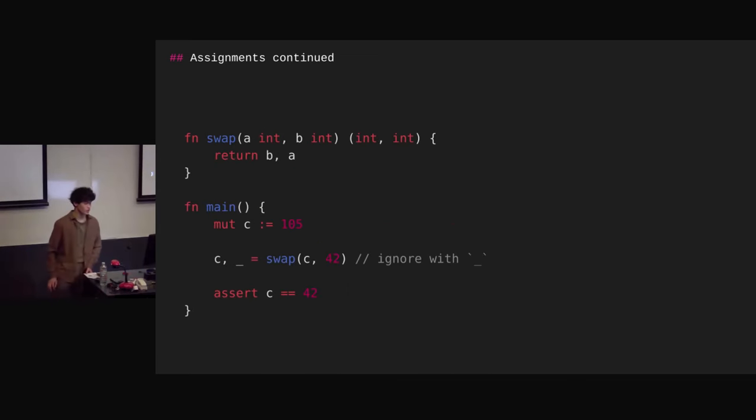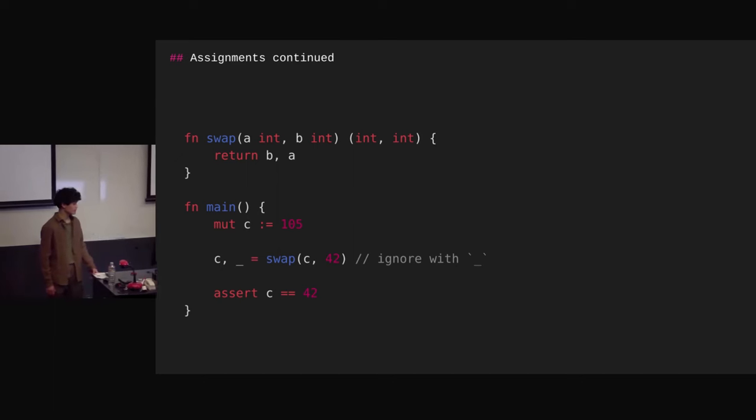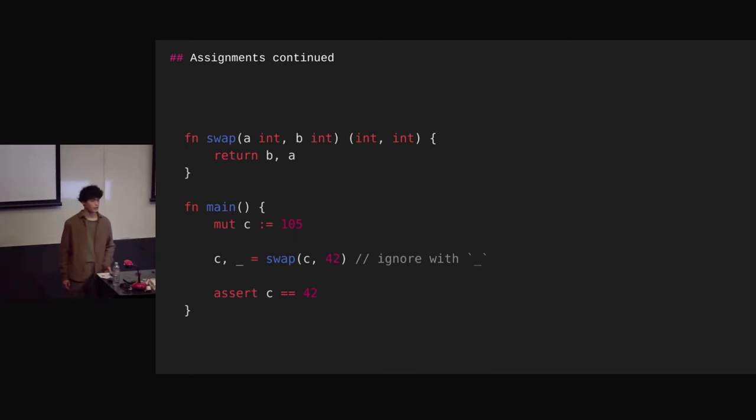You can perform variable assignments with multiple variables on one line. Remember the swap function from before? This is how you unpack the values. You can also ignore values with the underscore, which is a special identifier. The assert keyword is used to test for a condition, and if it's false, it aborts the program. I'll be using asserts from now on to convey the expected output of a program.